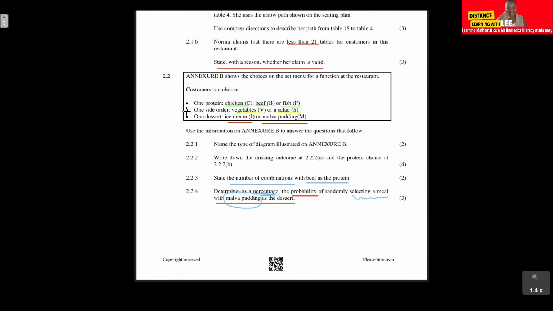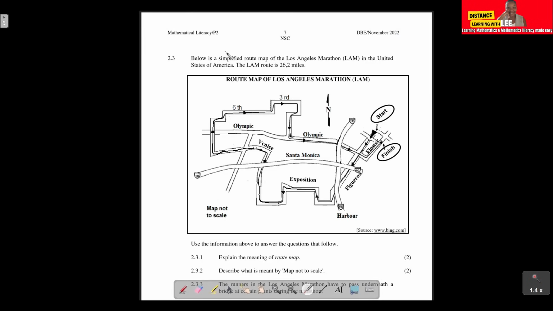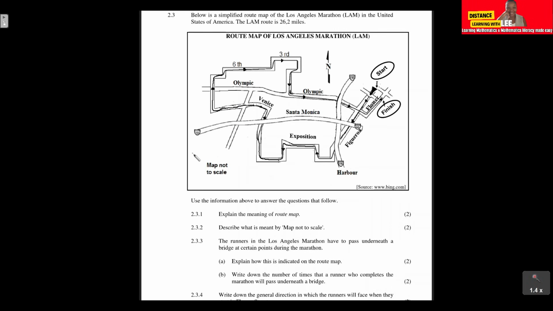All right, let us have a look at question 2.3. I did mention that we're just going to be analyzing this route map and using it to answer the questions that are given to us. Question 2.3 says, below is a simplified route map of the Los Angeles Marathon. LAM is the Los Angeles Marathon in the United States of America. The Los Angeles route is 26.2 miles long.